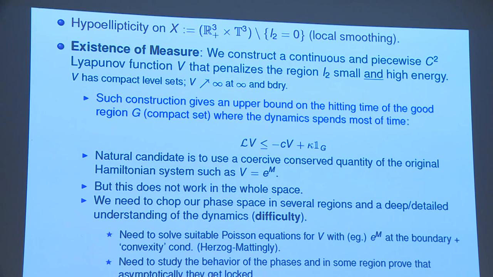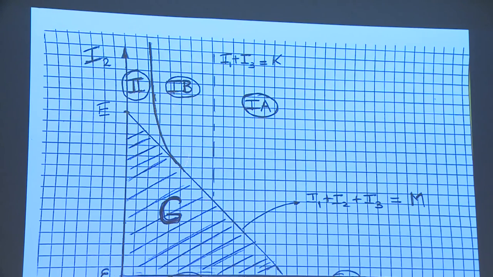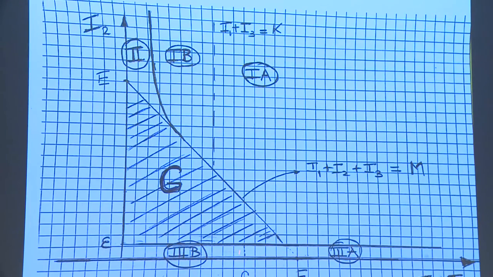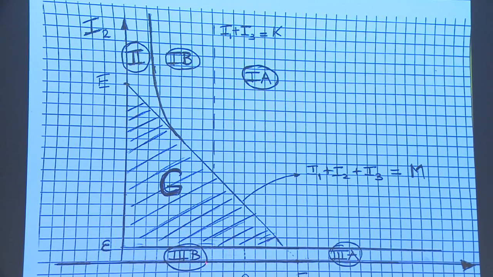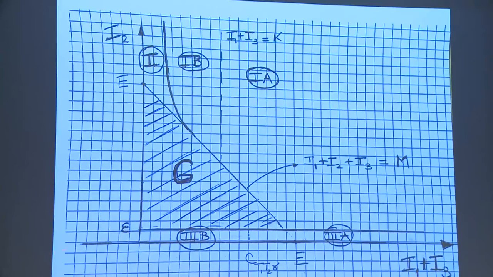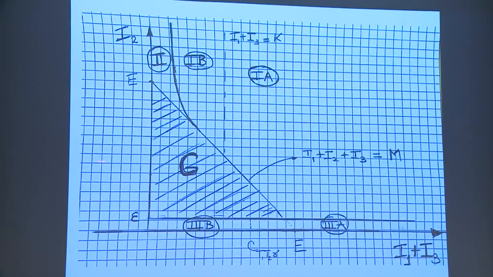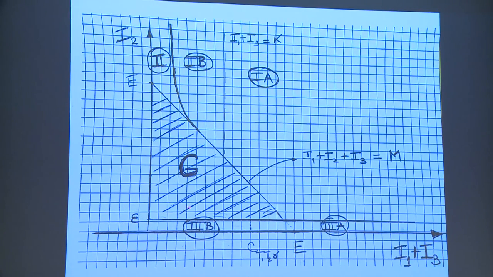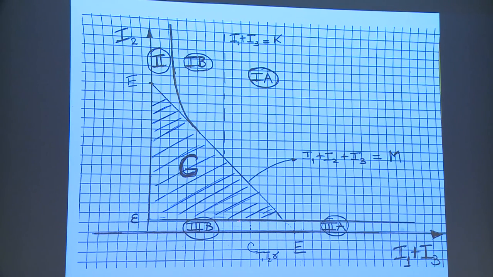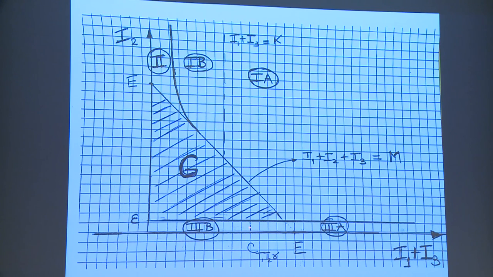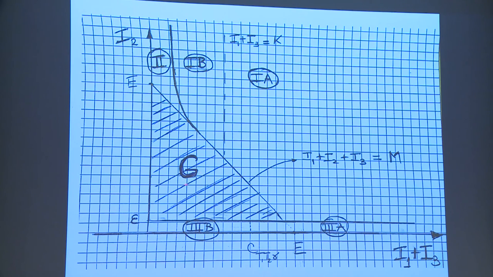So let me show you quickly a picture, because maybe that will be easier. This is actually what is hard about the problem. We have to chop phase space, which they didn't have to do before. And so now this is the good region where you want all your dynamics to happen. And so you want to construct Lyapunov functions that tell you that as soon as you enter any of these regions, you are kicked back into here.